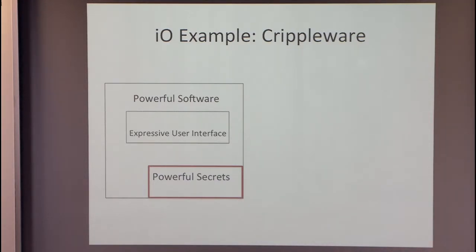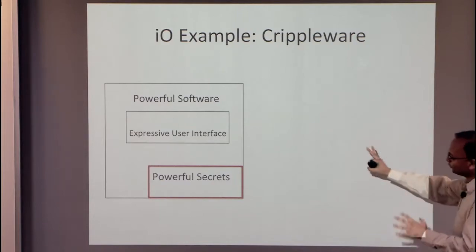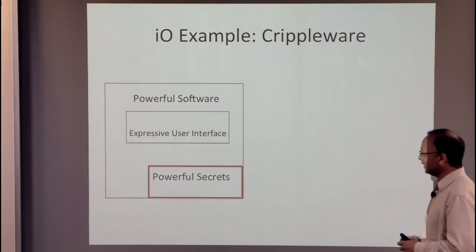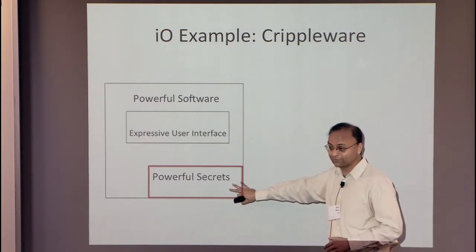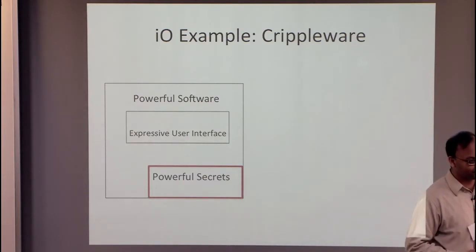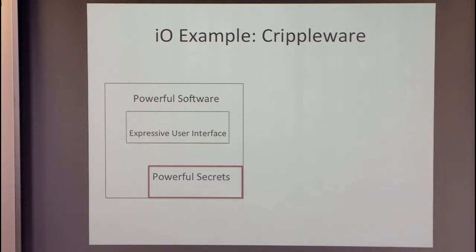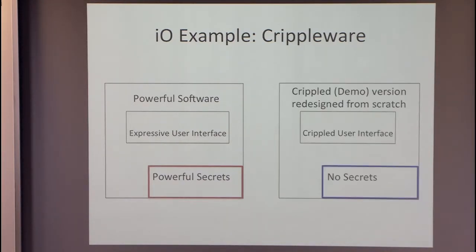Suppose that I have spent hours and hours, maybe months, years, developing some very powerful piece of software. And this powerful software makes use of powerful secrets to perform its input-output behavior. And I want to sell this software to you. But before you buy the software from me, you want to be able to test it out. So what I want to do is give you some sort of crippled demonstration version of this software.